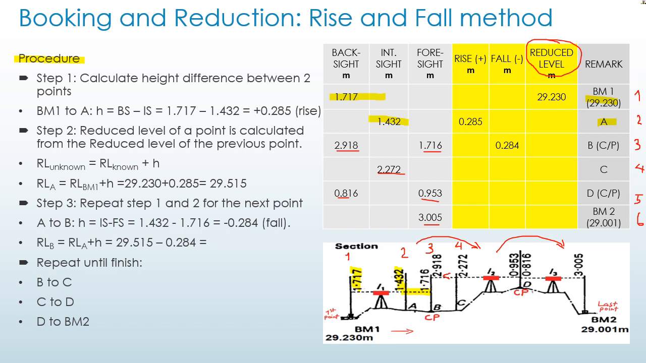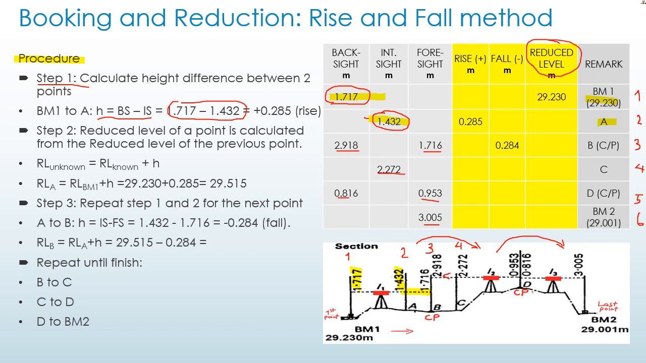Step number 1. Calculate height difference between 2 points. Start from the first point. Height difference equal to the reading from the previous point minus the reading from the next point. So in this case, that is the backside of the first point minus the reading at the next point. So backside minus intermediate side give you these results.